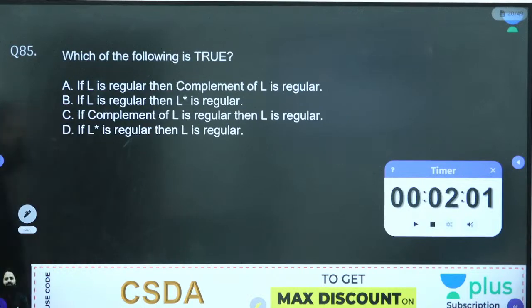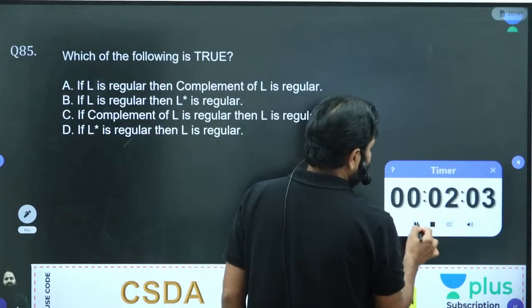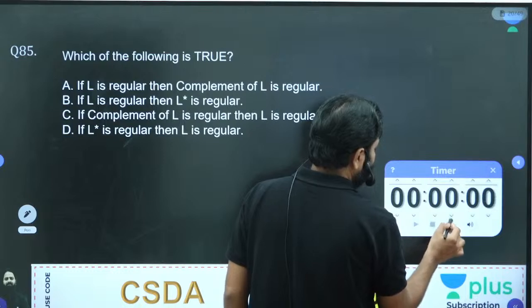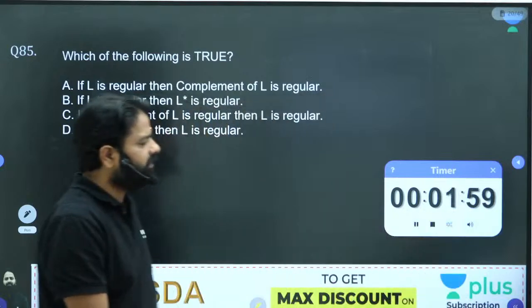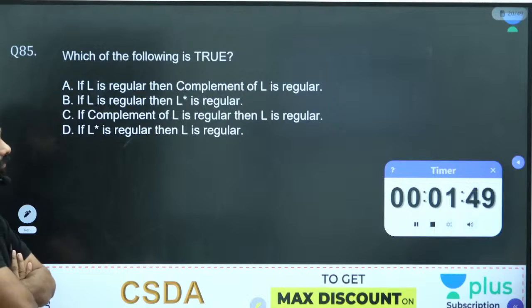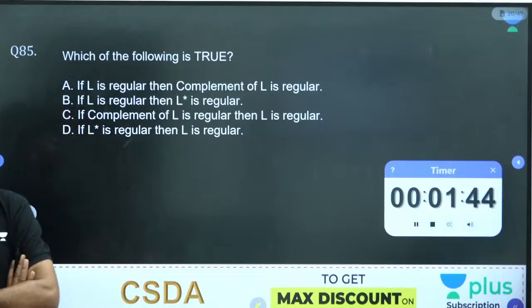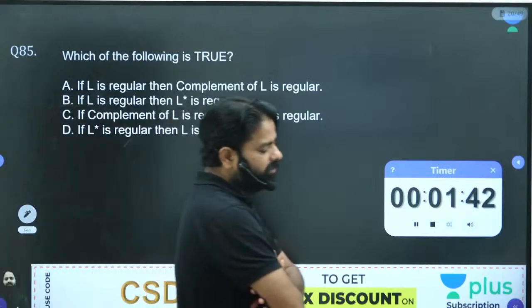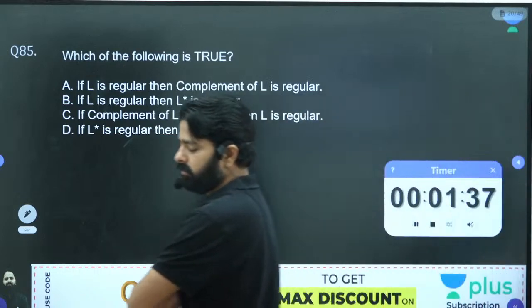Which of the following is true? I'll give you two minutes. Critical question, right? Analyze it and don't blindly answer any theoretical question. As you know, theoretical questions require much more effort than problems. Problems you can just solve, practice, remember the approach and solve. But theoretical concepts take time to interpret.